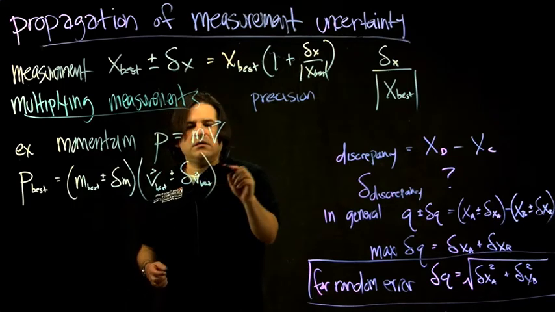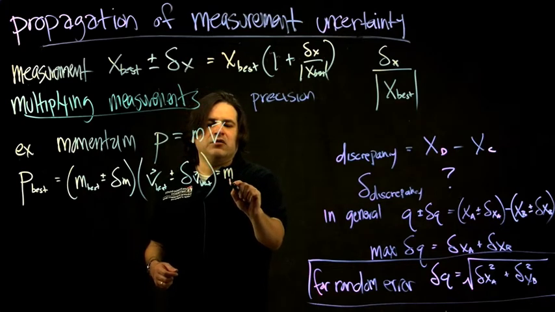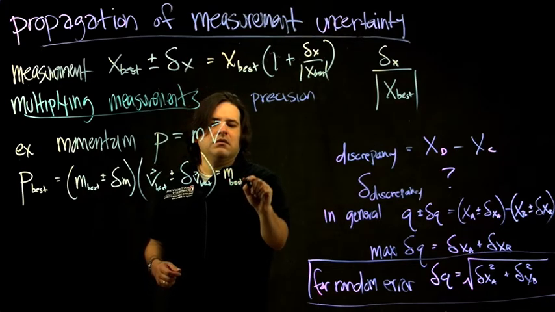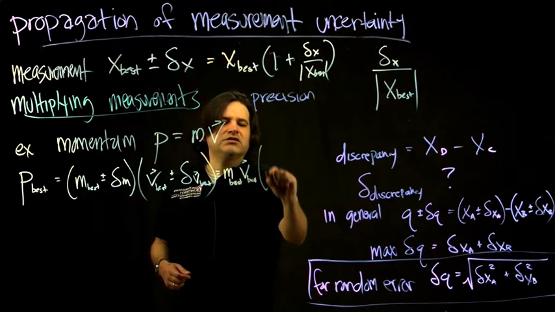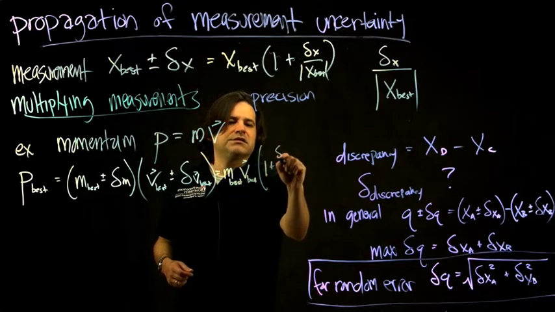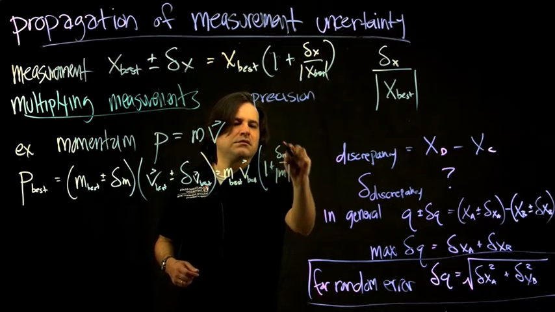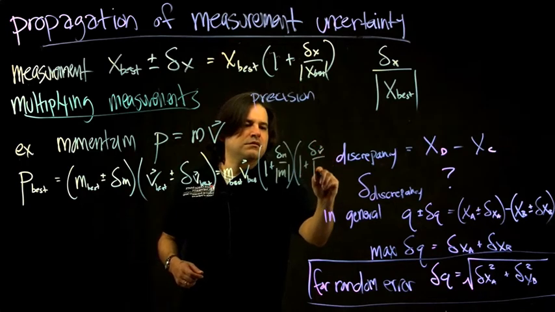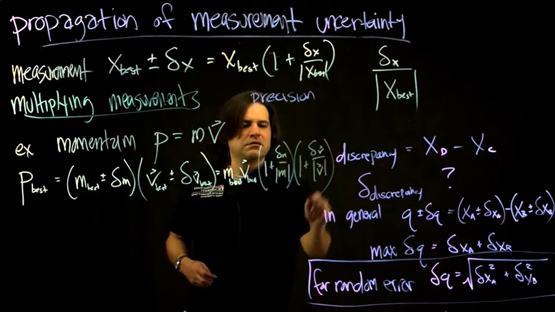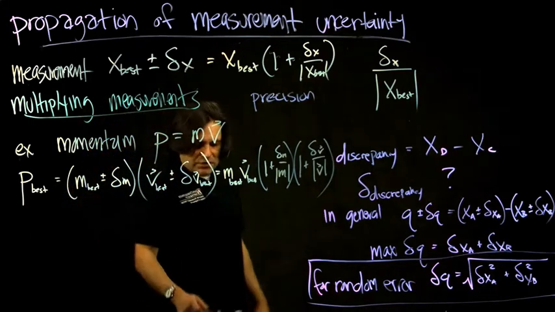So if we write it in the fractional form, the best measurements come out here, and the uncertainties look like this. So that's applying this definition of the precision.